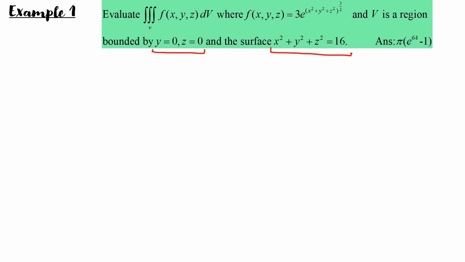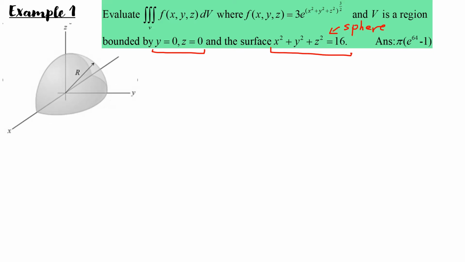Basically, what I have shared in your group Telegram, this is the equation of a sphere. But now the question says the equation is combined with other equations, y equal to 0 and z equal to 0. When the equation of a sphere is combined with the planes y equal to 0 and z equal to 0, what can we say? This is a half hemisphere.